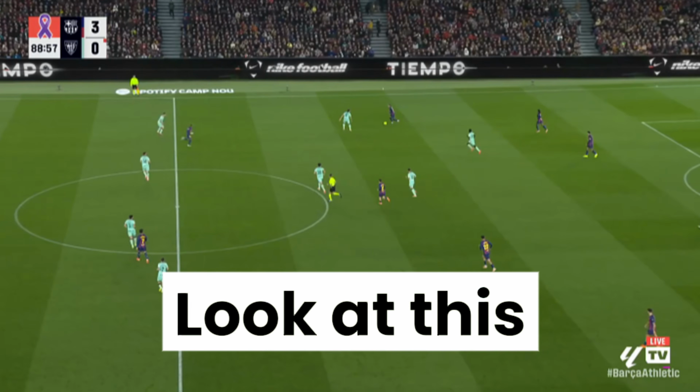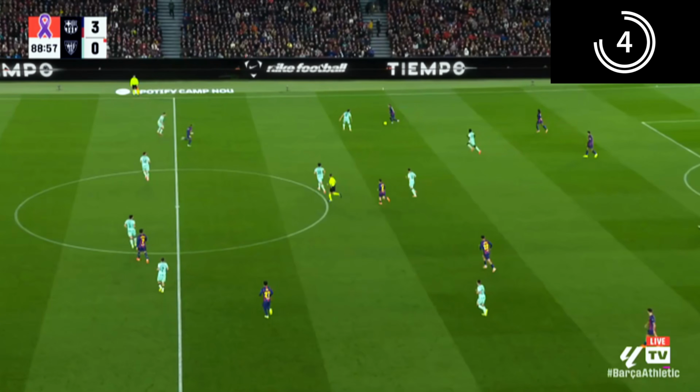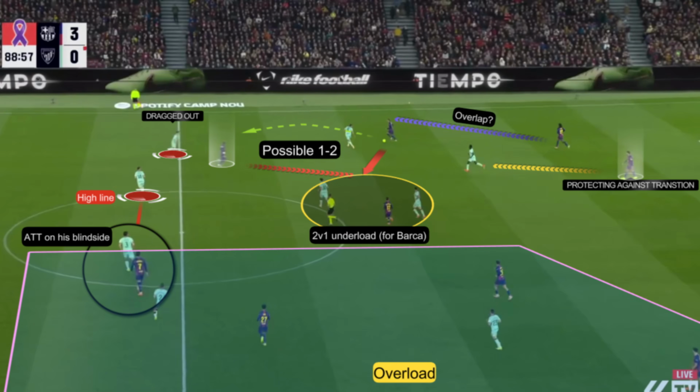Right, look at this. What do you see? I'll give you 5 seconds. Did you see this? Cool, right?